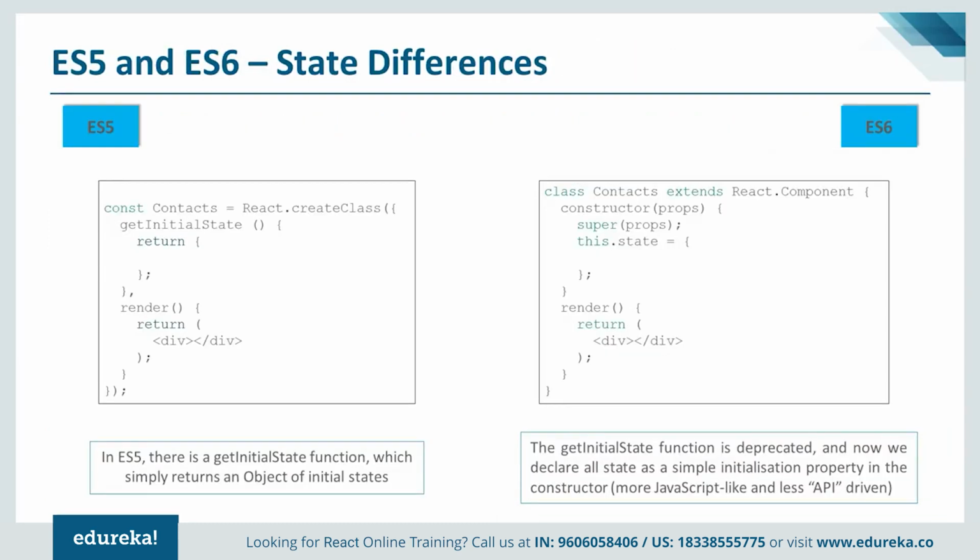Now let's talk about the third difference. This is again very important, which is state differences. In ES5, for declaring the initial state, we have a function called getInitialState, which simply returns an object. Because it's a function, it should return something. It simply returns an object of the initial state values. But in ES6, the getInitialState function is deprecated, and now we declare all state as a simple initialization property in the constructor itself. So it is more of a JavaScript and less of an API-driven functionality in ES6.